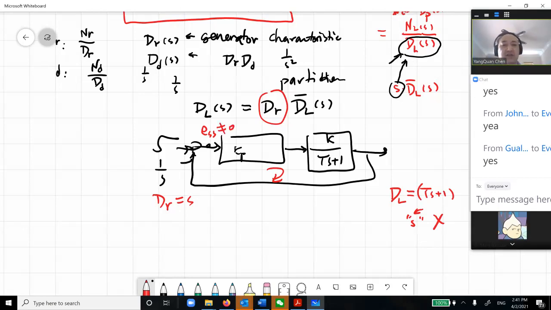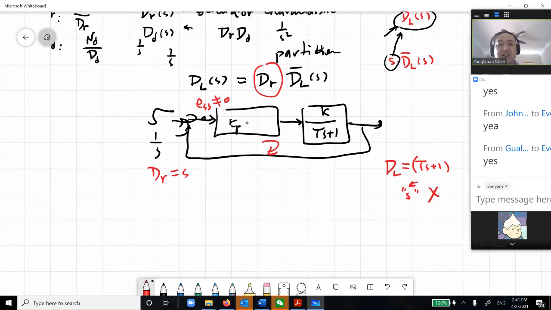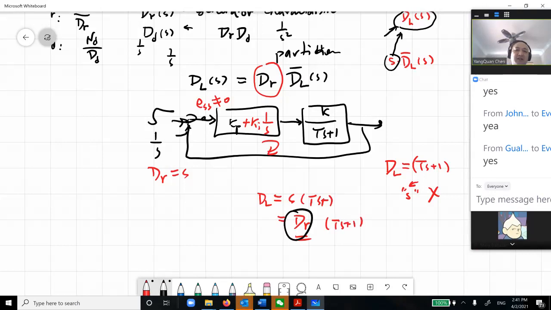So in this case, the zero steady state error in here is always not 0. You cannot be 0. So then at least you need to consider the ki divided by s. So then you are going to have s. In this case, your denominator dl will be s times ts plus 1. And this one can be written as a dr, which is s times ts plus 1. So you contain this dr in here, okay?